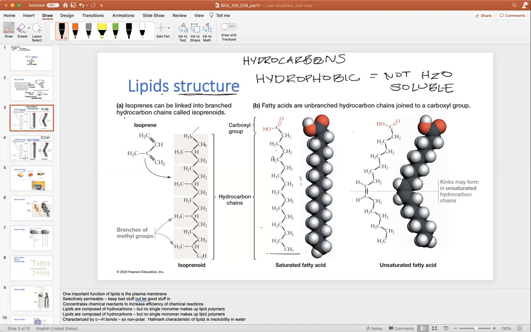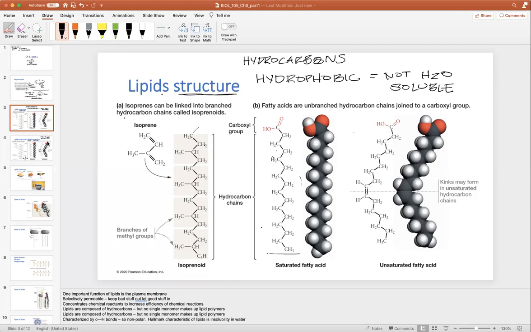But then let's look at these. These are not made up of repeating units. You've got a carboxyl group here, and then it's just a bunch of hydrogens and carbons. Here you have a carboxyl group, hydrogens and carbons, a carbon-carbon double bond, hydrogens and carbons. So in general, you may have some lipids that are polymers, but they don't have to be, okay?